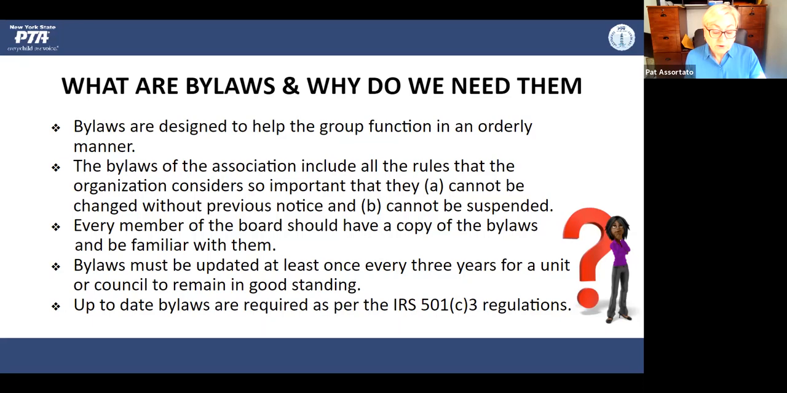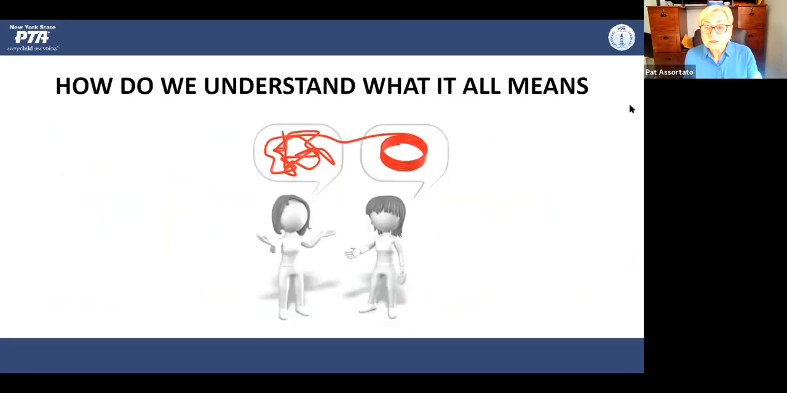Up-to-date bylaws are required as per your IRS 501c3 regulations. So how do we understand what it all means? Well, this is what this workshop is all about.